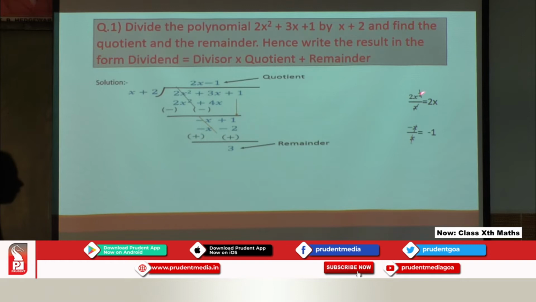Now here x and x cancel. Now we will get 2x, and this 2x is the first term of the quotient. Next, this first term of the quotient, that is 2x, we should multiply by the entire divisor. So 2x into x, that is 2x square. Again 2x into 2, we should multiply these two terms. So plus into plus is plus, 2 twos are 4x.